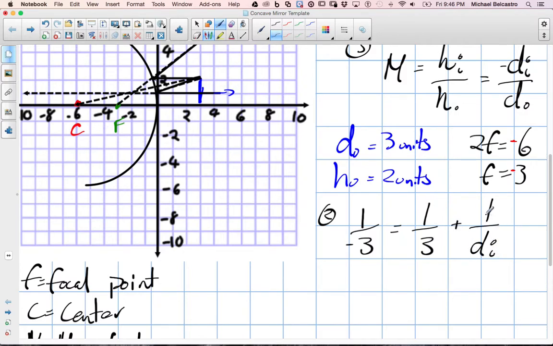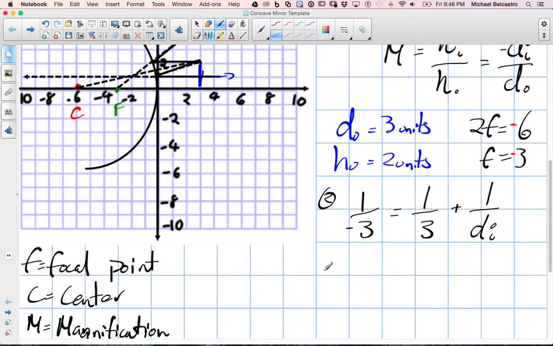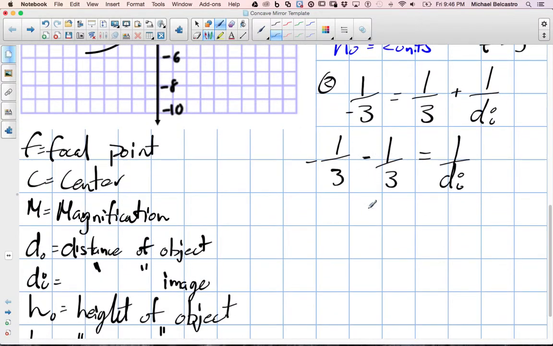we were unsure of. Okay, so we have -1 over 3. When we bring the other 1 over 3 over, we get -1 over 3 again. It is equal to 1 over the distance of the image. When we combine these, we get -2 over 3 is equal to 1 over the distance of the image.